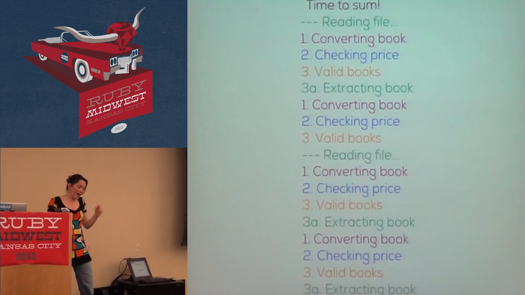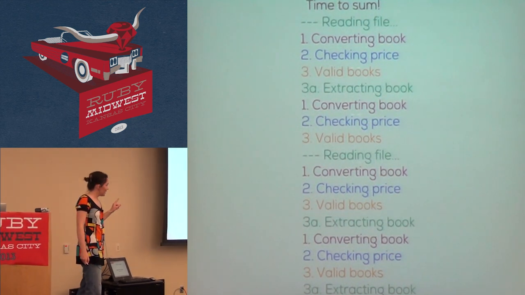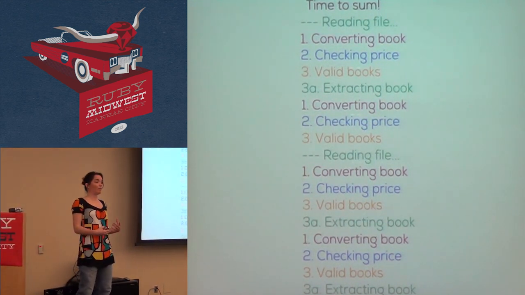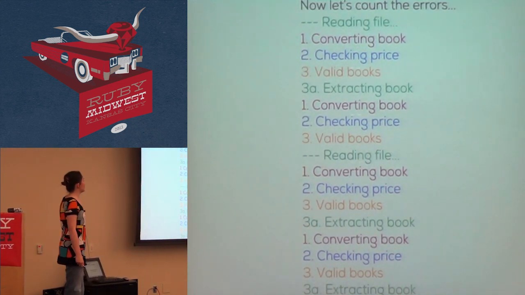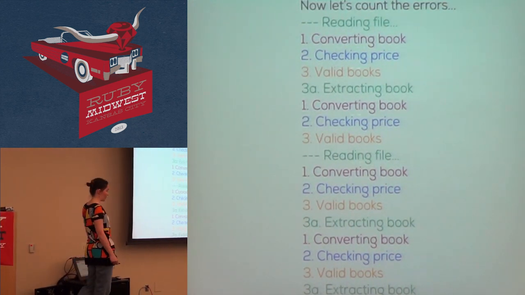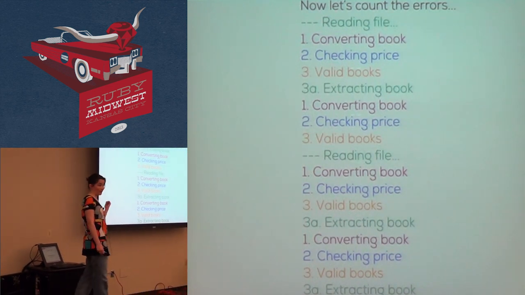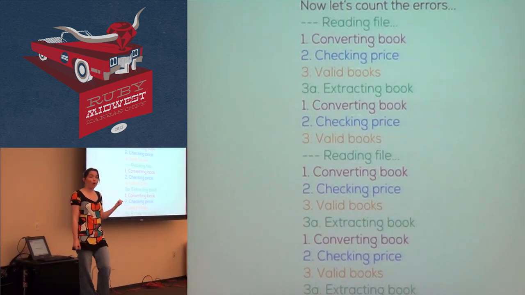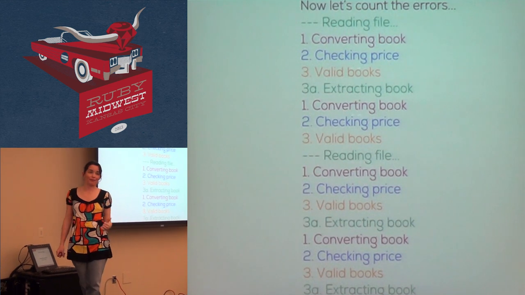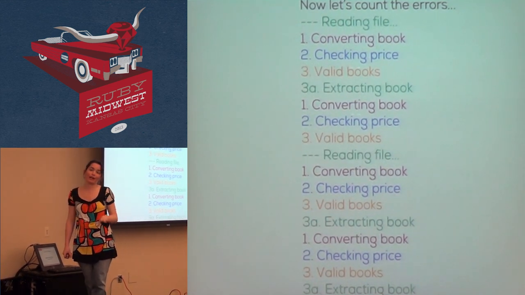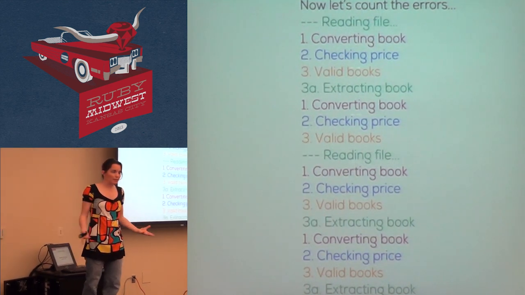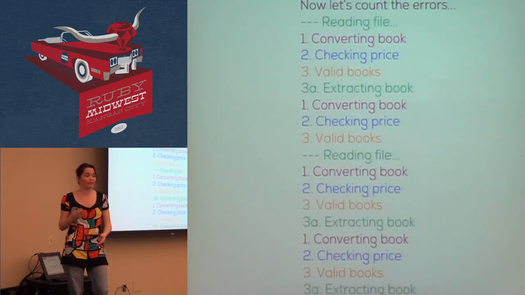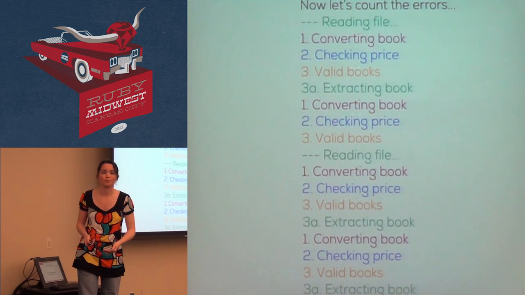And the other thing, now, yeah, that's the good part. So the bad part is that if I then say, okay, how many errors did I get? Now let's count the errors. Reading file, converting book, checking price. That stuff wasn't kept in memory. It starts all over reading the file again. So you have to be a little careful with this laziness and really think about it. When you have a lazy pipe, you can wind up doing a lot of excess processing if you're not careful.